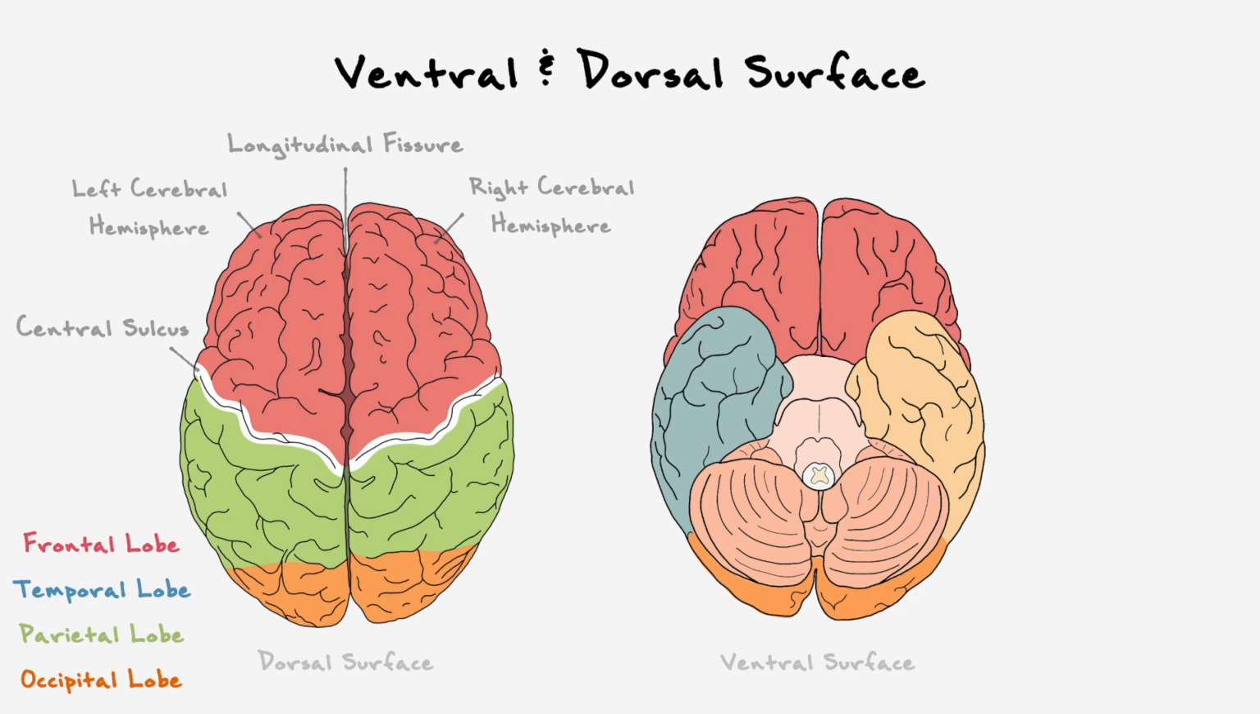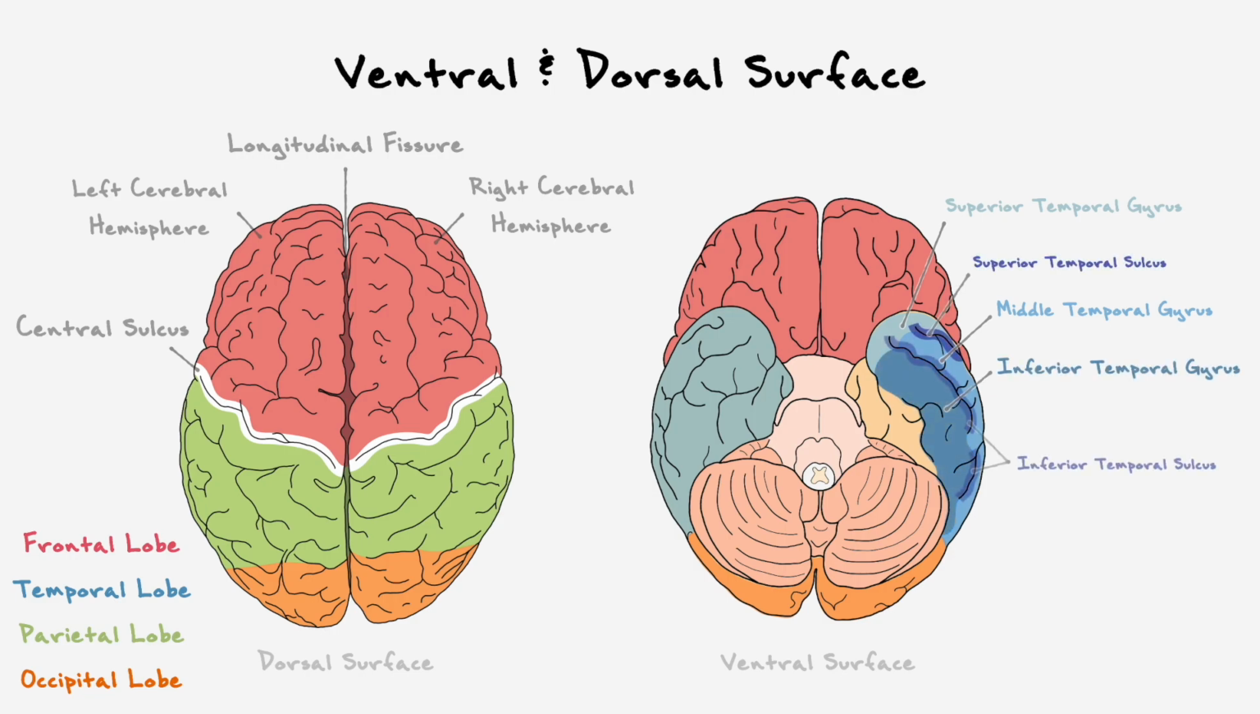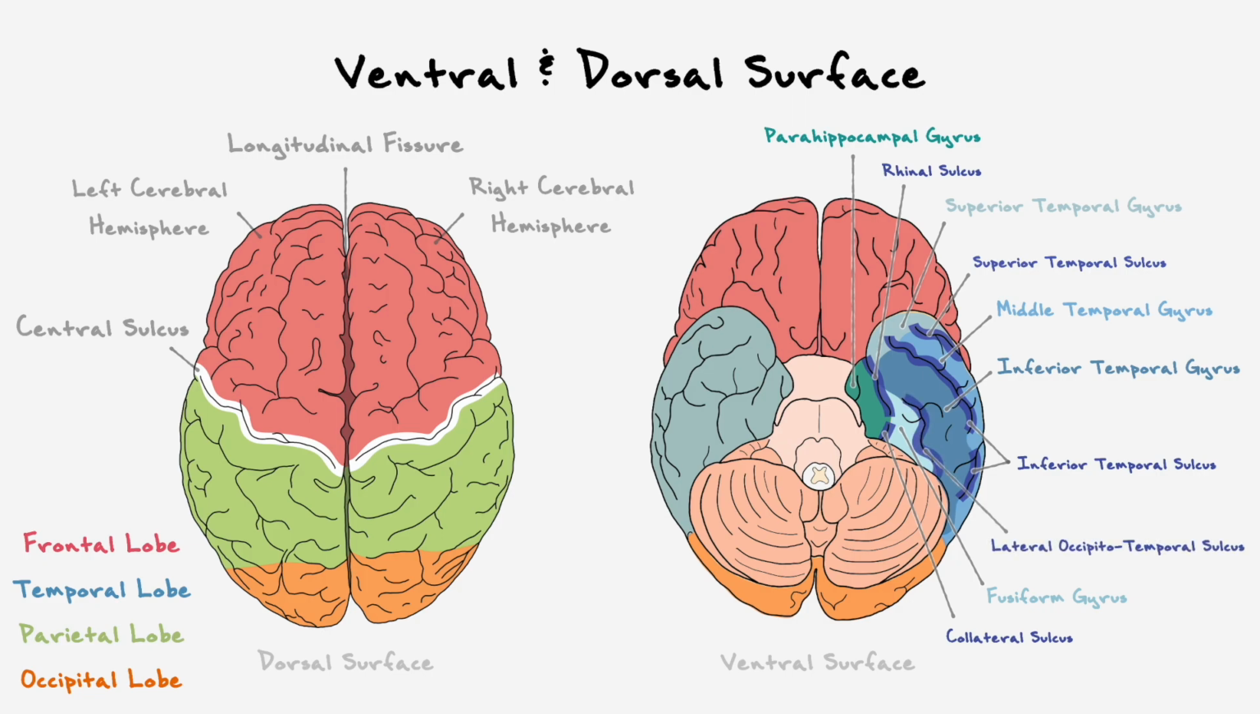First, recall the three gyri that we have covered in the lateral surface, the superior, middle, and inferior temporal gyri. These gyri are separated by the superior and inferior temporal sulci. Now, medially to these regions, we can find two other important gyri, the parahippocampal gyrus and the fusiform gyrus. The parahippocampal gyrus is separated from the other gyri by the rhinal and collateral sulci, and the fusiform gyrus is separated from the inferior temporal gyrus by the lateral occipitotemporal sulcus.